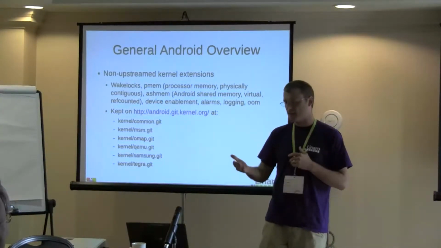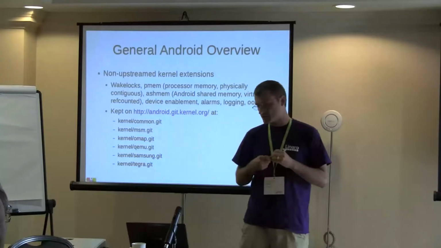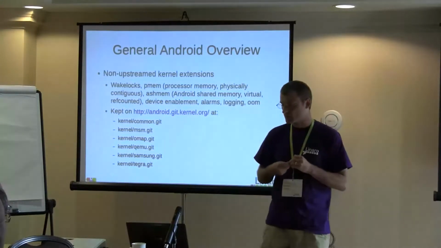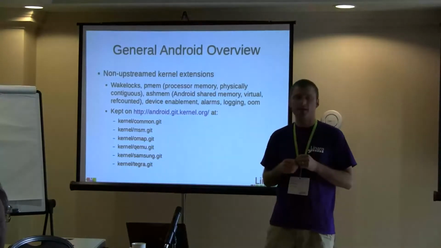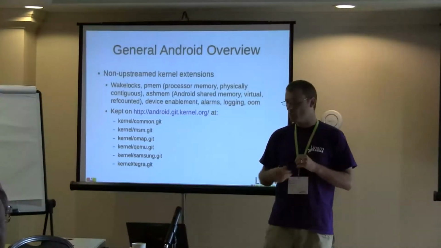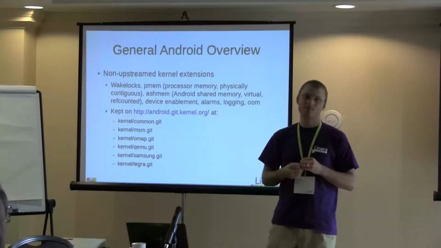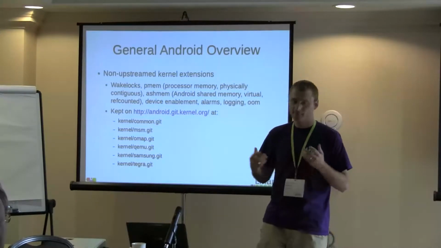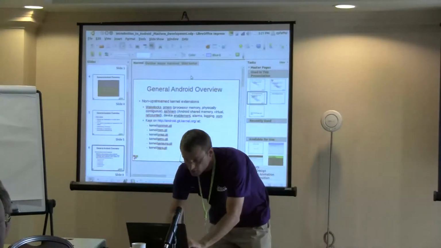And the MSM tree, of course, for Qualcomm, OMAP for TI, the QEMU, Samsung, and Tegra. But if you look at this, for example, the MSM tree is 2 months out of date. So they haven't taken an MSM drop for a while. The OMAP tree is completely up to date. So that's what they're working on. And when you go to android.git.kernel.org, you can actually see.